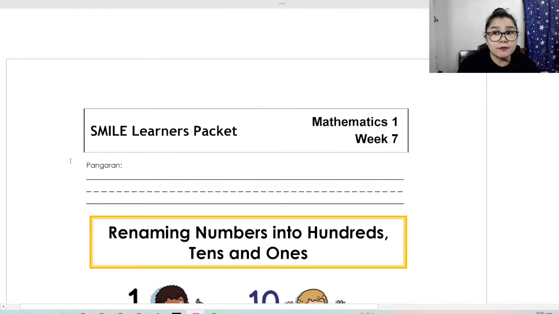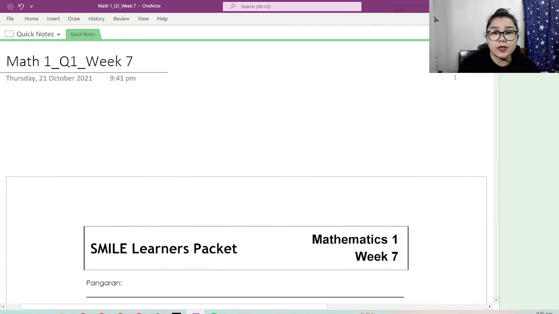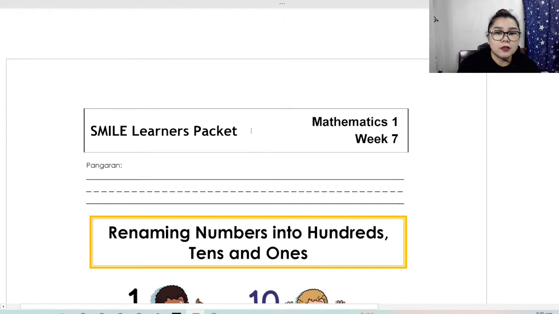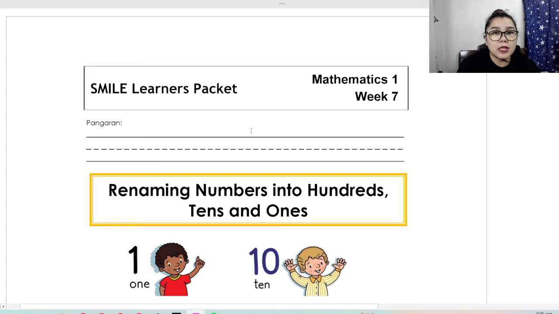This is math for week 7. Isulat ang pangalan bago kita magpuon. Write your name before we begin.